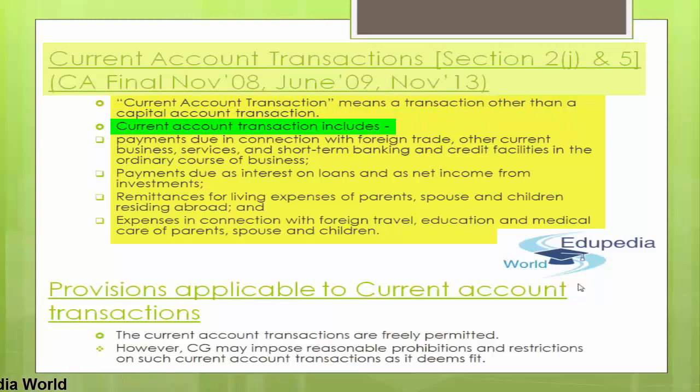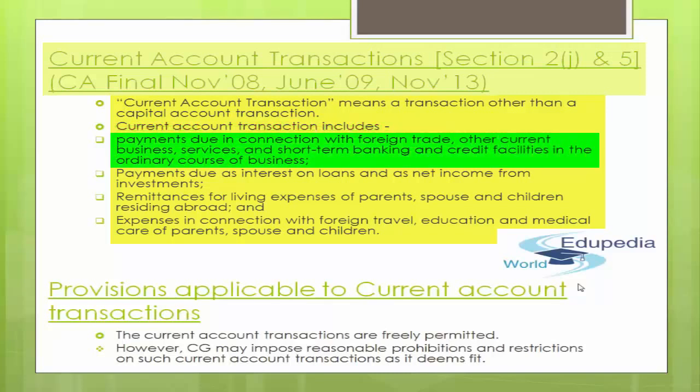Without prejudice to the generality of the foregoing, the current account transaction includes, number 1, payments which are due in connection with foreign trade, other current businesses, services, and short-term banking and credit facilities which are done in the ordinary course of business. Okay, so any kind of payment that you are making with respect to any foreign trade that you are doing, any kind of current account business, any kind of short-term banking. I'm not talking about long-term debt or long-term loans. So any kind of thing which is going to bring impact to you on a short-term basis, that is likely to be less than a 12 months period. So short-term banking and credit facilities which are usually done in the ordinary course of business.